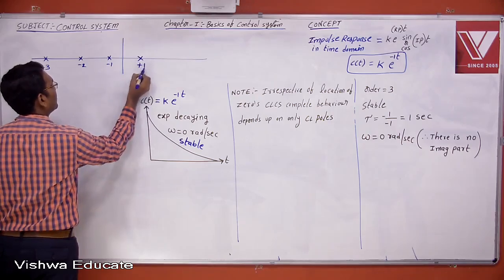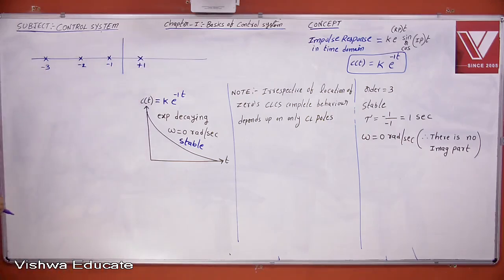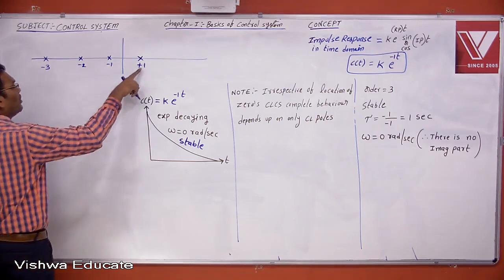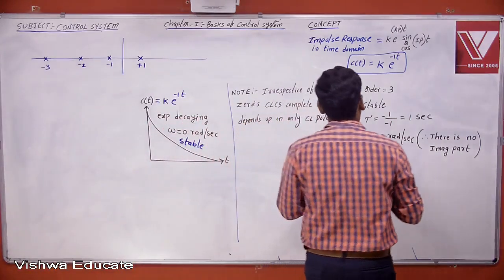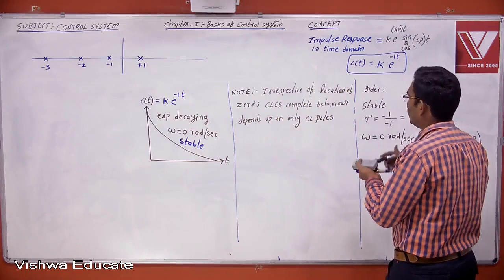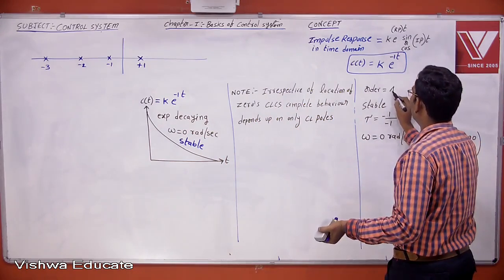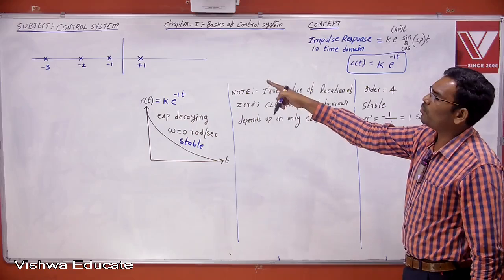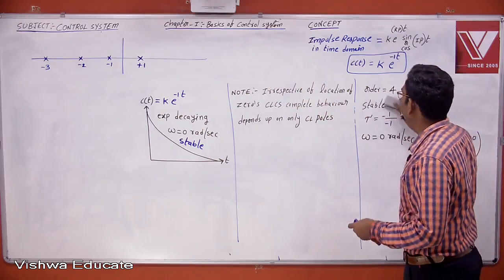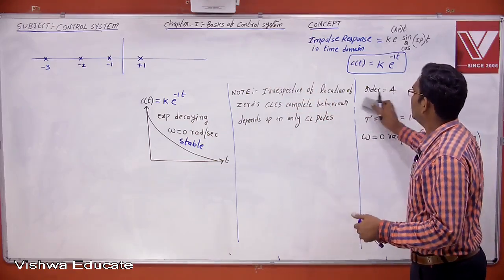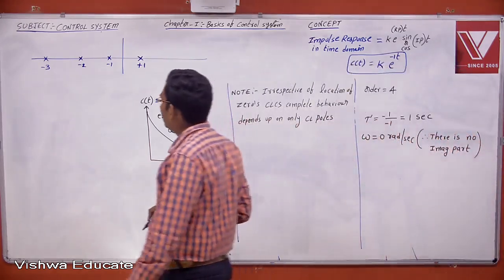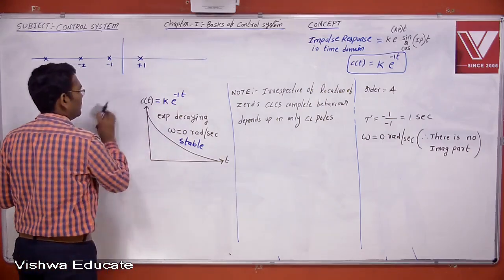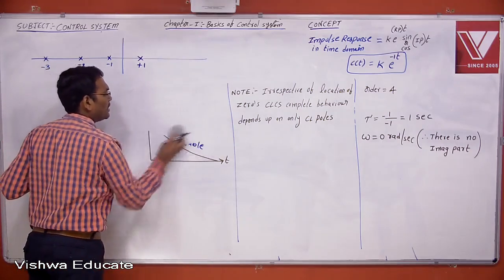If the pole is here, then what happens? Just observe. Then in total how many poles? 1, 2, 3, 4. So there are 4 poles. Therefore, first of all, the order is equal to 4. Now, if any one of the poles is on the right hand side of the S-plane, the system is unstable. If you have any confusion, you can write it like this. You can easily understand with this.